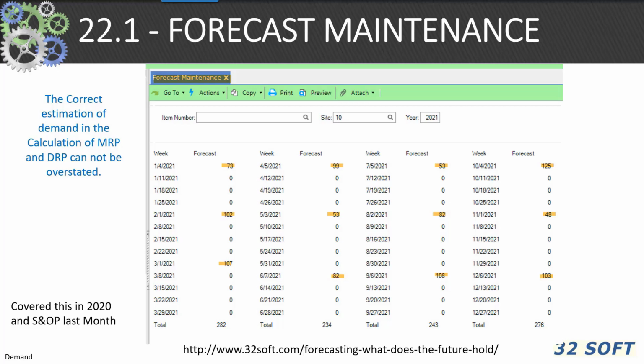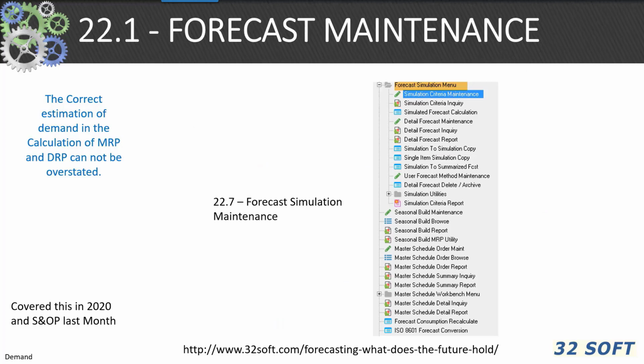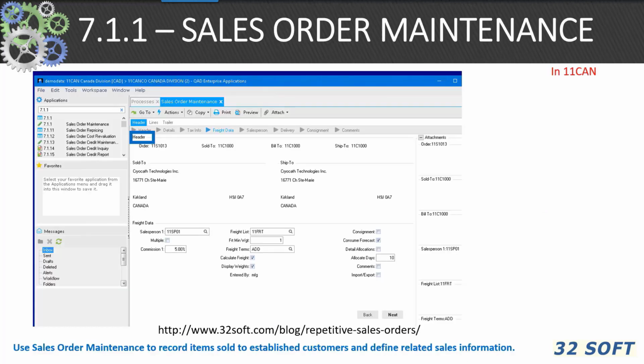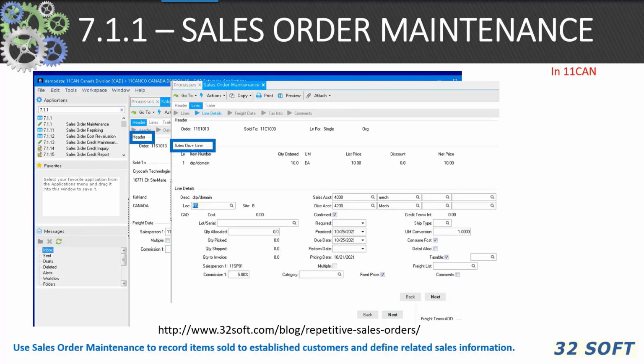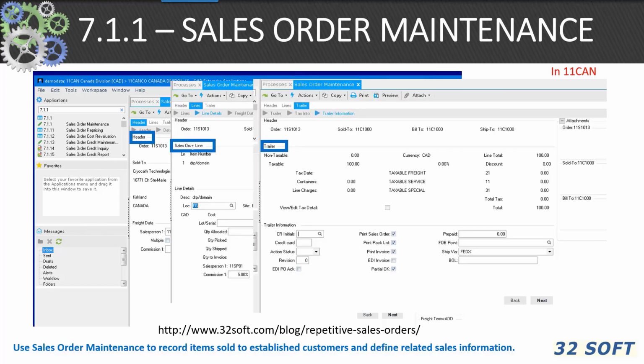There's a couple of webinars out there on our website on 22.1 and 22.7 simulated forecast. If you don't utilize 22.1 or 22.7 forecast to drive your MRP DRP, then the sales order maintenance 7.1.1 will be your primary source of demand. Use the sales order to create items that are going to be sold by line, trailer. We've covered this in previous webinars. A couple of references there for the 32 sub.